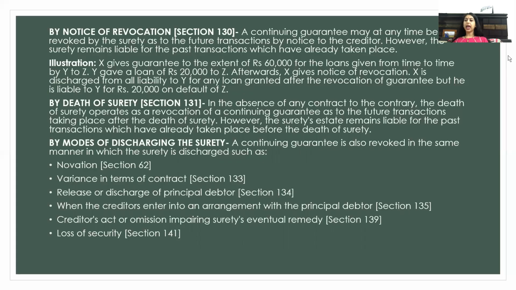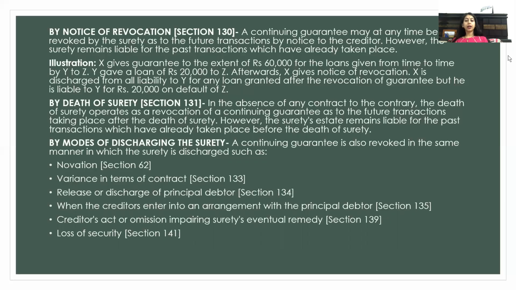For example, X gives guarantee to the extent of rupees 60,000 for the loans given from time to time by Y to Z. Y gave a loan of rupees 20,000 to Z. Afterwards, X gives notice of revocation. X is discharged from all liability to Y for any loan granted after the revocation of guarantee. But he is liable to Y for rupees 20,000 on default of Z.